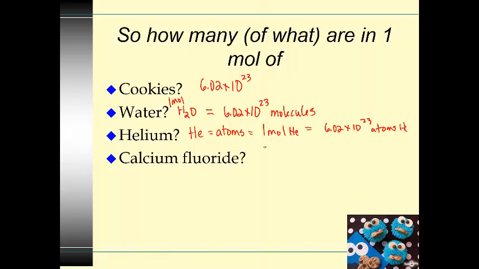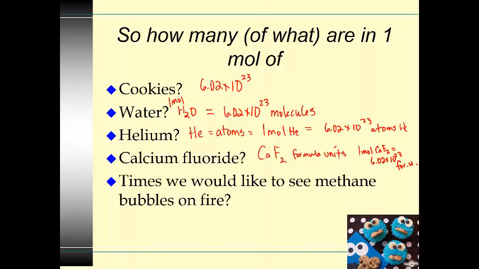Okay. What about calcium fluoride? Well, calcium fluoride is CaF2, periodic table, cancel charge. So these are represented by formula units. So if we had 1 mole of calcium fluoride, guess what? We'd have 6.02 times 10 to the 23rd formula units. Oh, look, I abbreviated it for you. That's the nice way to abbreviate it. Okay. How about this? How many times would you like to see methane bubbles on fire? A mole of times? So 1 mole equals 6.02 times 10 to the 23rd times. Okay, so 1 mole equals Avogadro's number of representative particles.